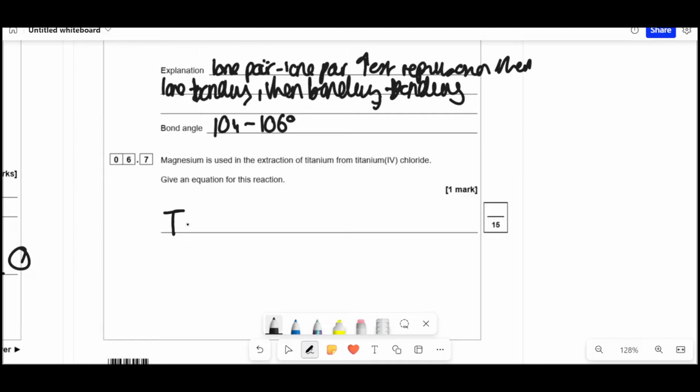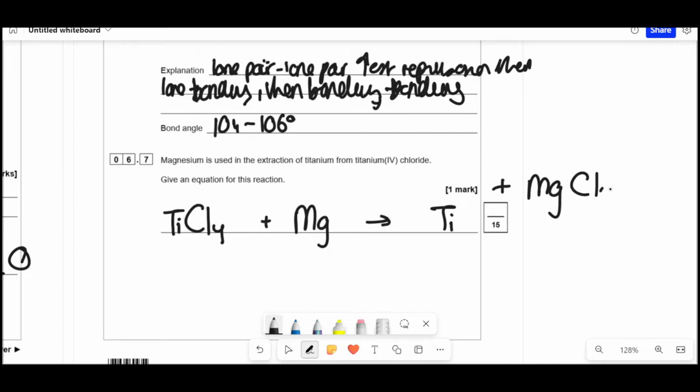So we're going from TiCl4, because it's titanium 4 chloride. We're using magnesium, and we're extracting titanium. So it's going to be Ti on the other side. So then what we've got to do is figure out what's happening with the Mg. The Mg is probably going to be making, I've not got enough space, plus MgCl2. But we have 4 chlorines at the start, so we're going to have 2 MgCl2s here to balance that out. So we must have 2 Mgs.